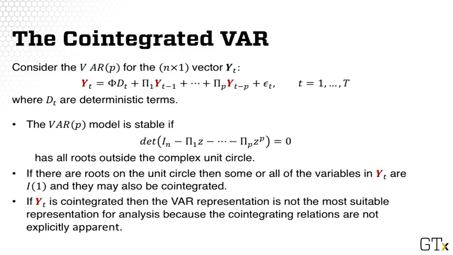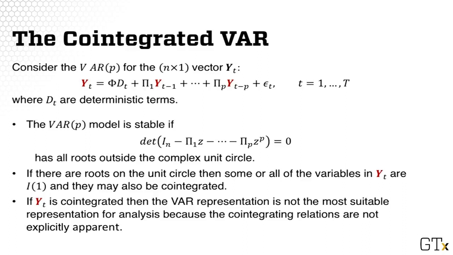We can expand the idea of cointegration to VAR models. Let's consider the classic VAR model with a deterministic component. VAR is stable if and only if there are no roots of the VAR polynomial in the unit circle. Moreover, stability implies stationarity, but not the opposite. Stationarity condition is less restrictive. A VAR is stationary if there are no roots in modulus that are exactly on the unit circle. If there are roots on the unit circle, then some or all of the time series in Y_t are integrated of order 1, and they may also be cointegrated.